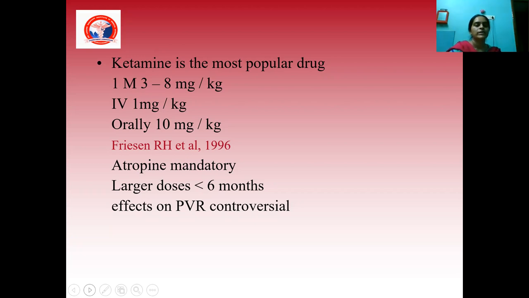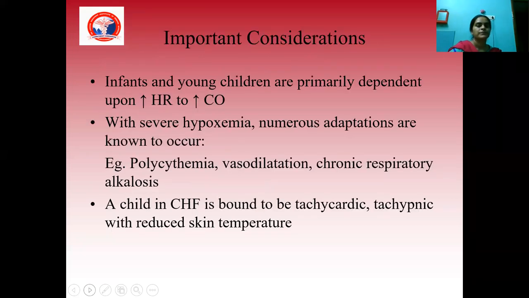The study done by Friesen in 1996 shows that atropine is mandatory, with larger doses for less than 6 months of age. Its effect on pulmonary vascular resistance is controversial. Important considerations: infants and young children are primarily dependent upon heart rate for cardiac output, so if heart rate is increased, cardiac output is increased. With severe hypoxemia, numerous adaptations are known to occur: polycythemia, vasodilation, chronic respiratory acidosis, etc. A child in congestive heart failure is tachycardic, tachypneic, with reduced skin temperature.